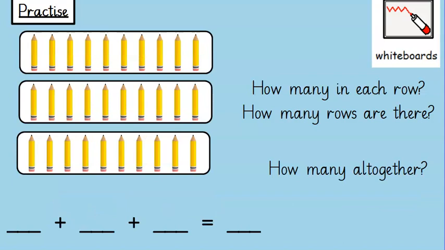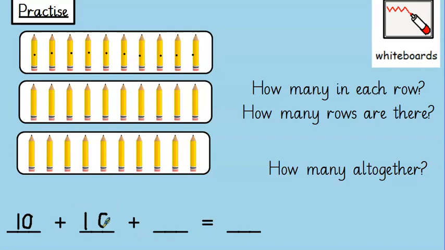Right, this is our last practice together. Let's see. This time I have lined up the rows and I can see that they're equal. I need to count how many pencils there are. There's 1, 2, 3, 4, 5, 6, 7, 8, 9, 10. There are 10 pencils in each row.